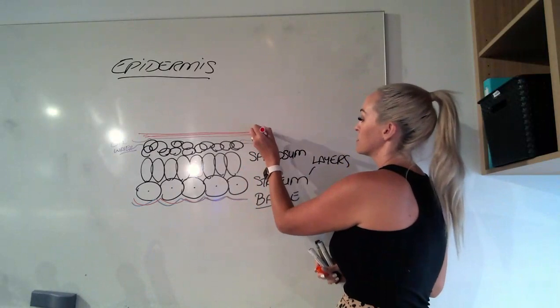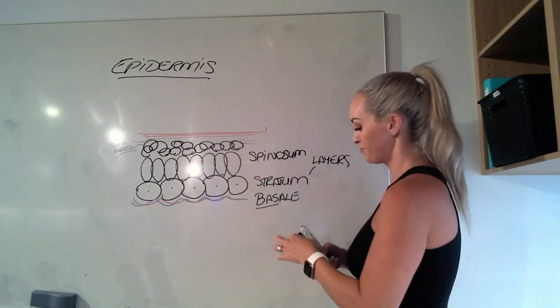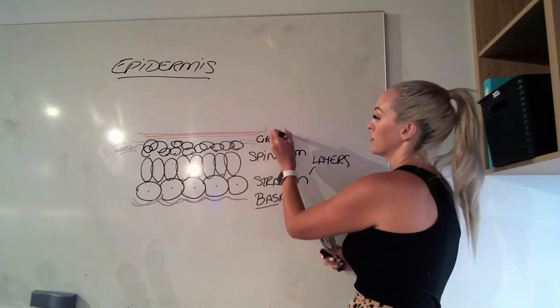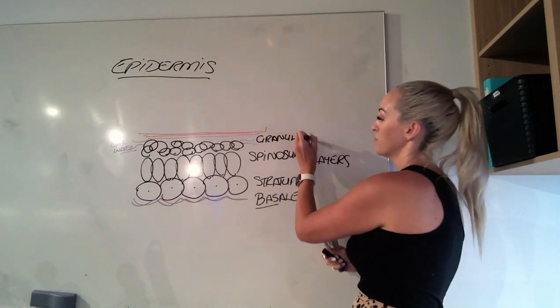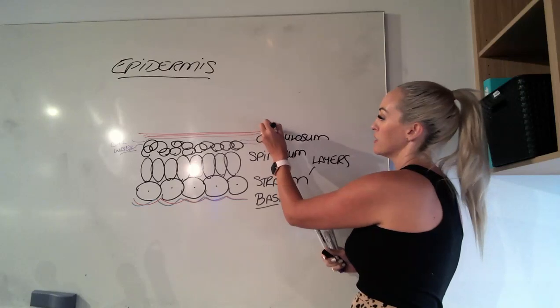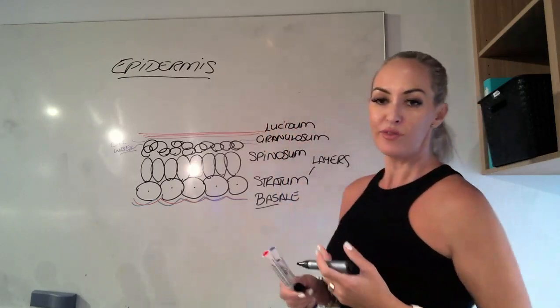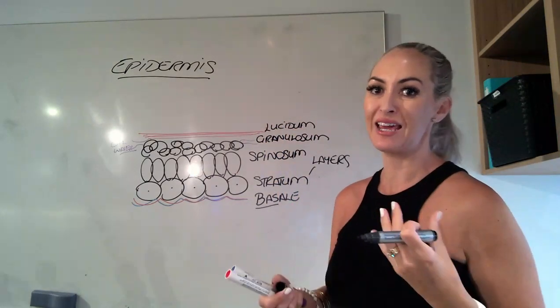Okay, so your stratum lucidum is layers and layers of a clear cell. Okay, so this is your granulosum, is in here. So granular, granulosum, and this one is your lucidum. And again, they all have the stratum in front of them because it means layers.